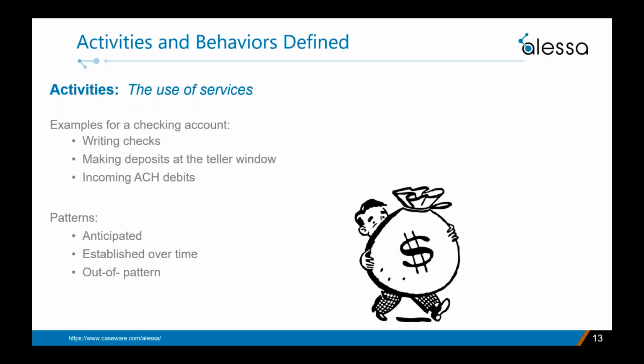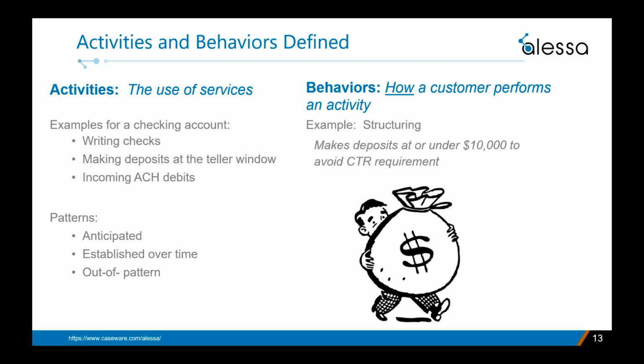Now, behaviors are more about how a customer performs an activity. And a perfect example of behavior is structuring. Structuring is, of course, when someone makes cash deposits of $10,000 or less with the intent to avoid currency transaction reporting requirements. The activity is cash deposits, and the behavior is making smaller deposits so a CTR won't be filed.